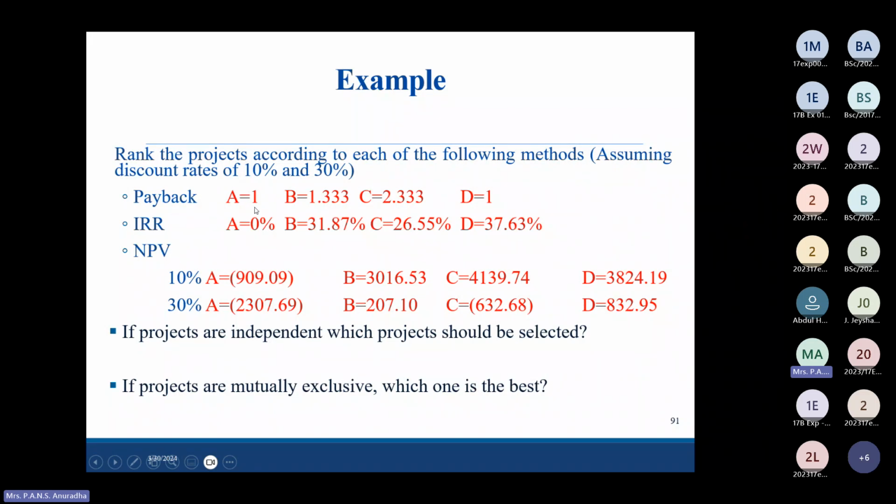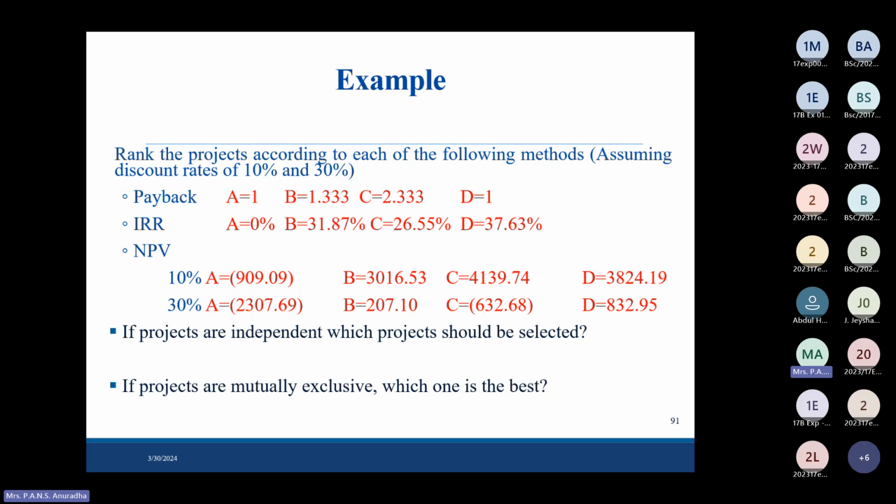Payback period for projects A, B, C, D is like this. IRR for these 4 projects is like this. So NPV at 10% for A, B, C, D, these are the answers. At 30% cost of capital level, these are the answers. Now by looking at this, you have to answer these 2 questions. If projects are independent, which project should be selected? So give me the answer.